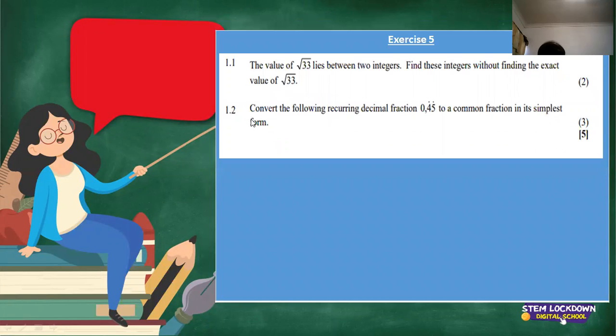And 1.2: convert the following recurring decimal fraction 0.45 to a common fraction in its simplest form. So how do we do this?